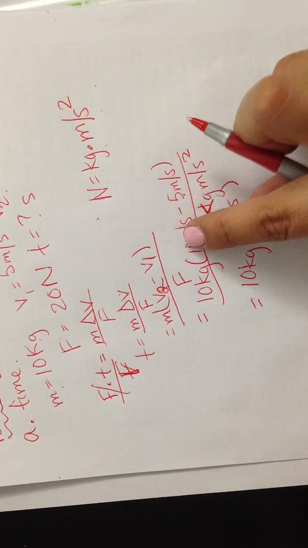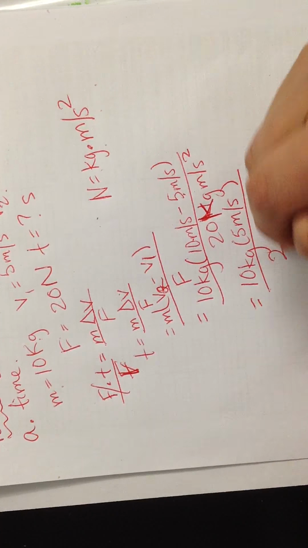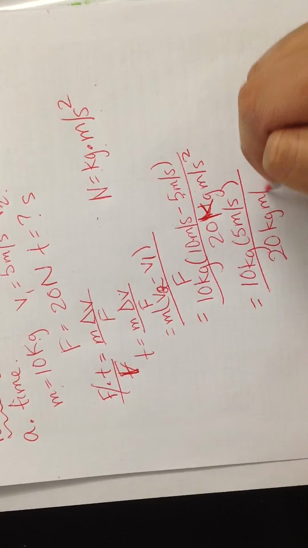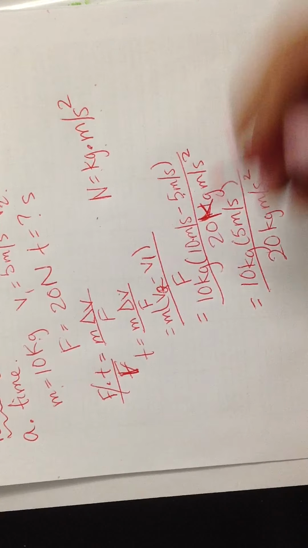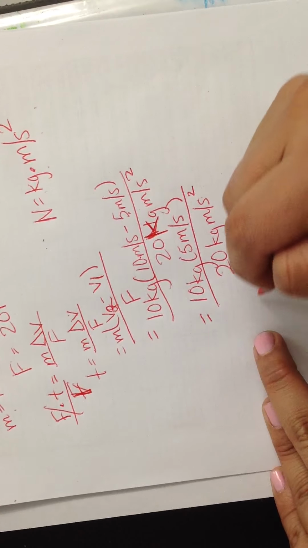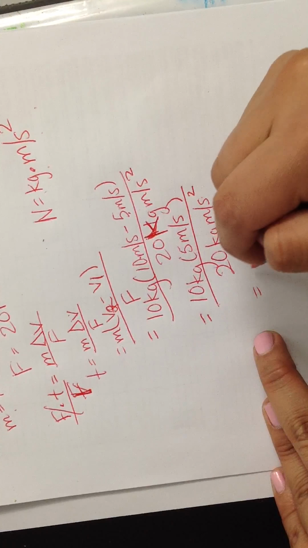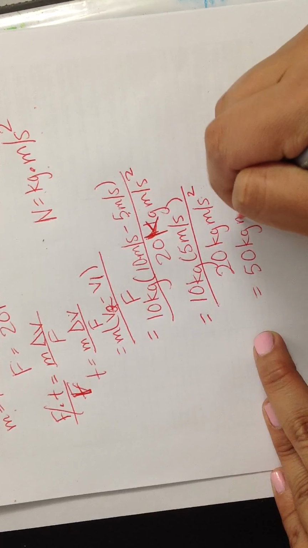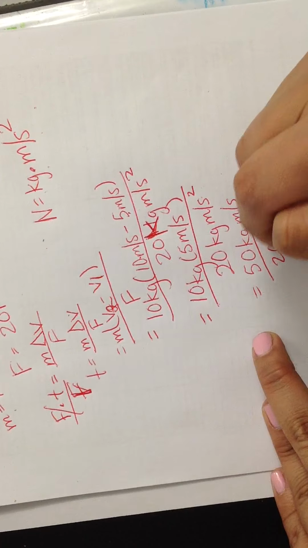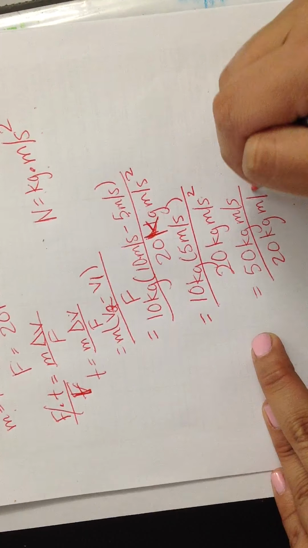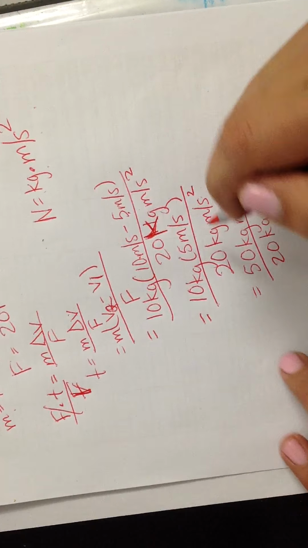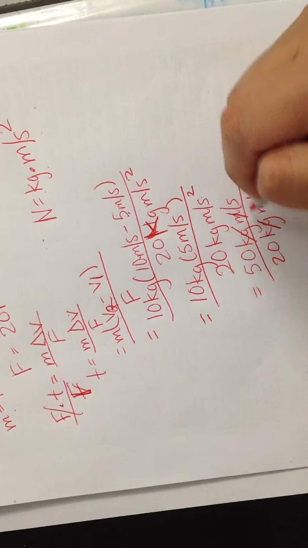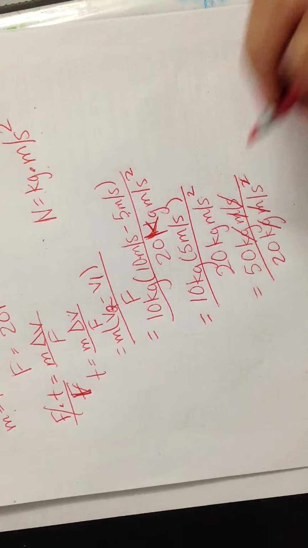So 10 kilograms times 5 meters per second. Okay, because I subtracted these two. Over 20 kilograms times meters per second squared. So that's going to be equal to 10 times 5 is 50 kilograms over 20 kilograms times meters per second squared. Now, if you look at your units, kilograms, meters will cancel out, and one of my seconds will cancel out with one of these.